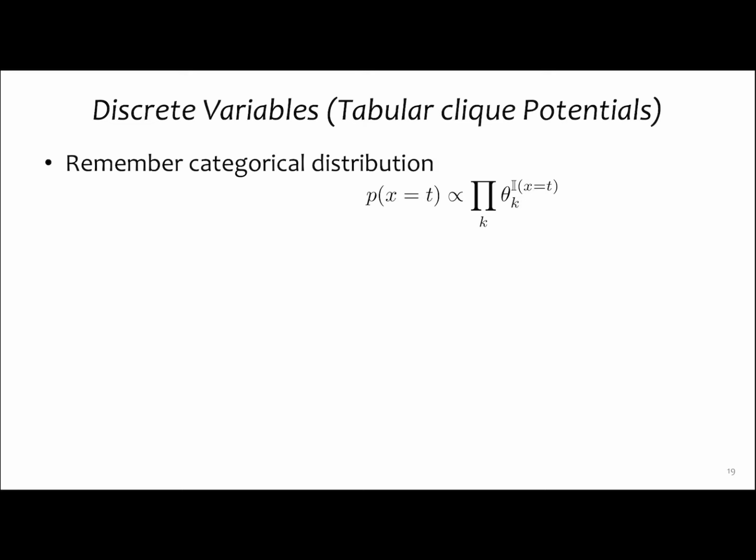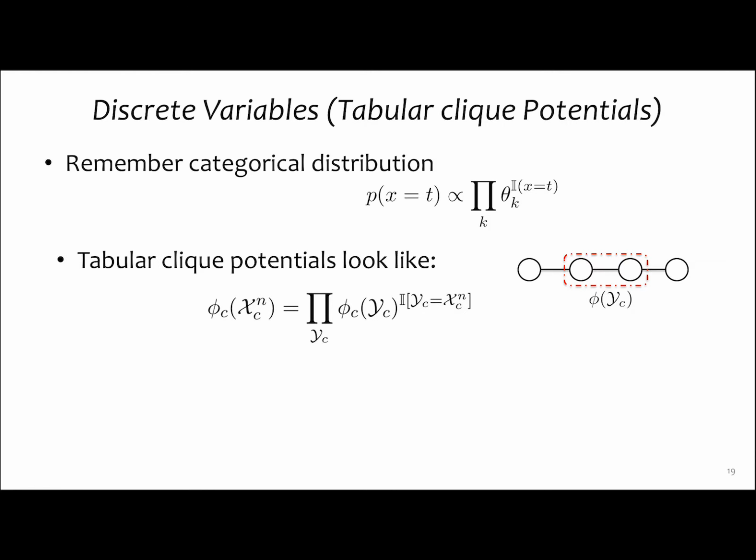All right. So now let's talk about the discrete random variable. Let's talk about a special case which is discrete. Remember the categorical distribution. Our categorical distribution looked like this: a bunch of non-negative numbers exponentiated to the indicator function, which checks whether the value is k or not. That's the probability of x being k. Right? That was how our categorical distribution looked. And of course, we need to normalize it.